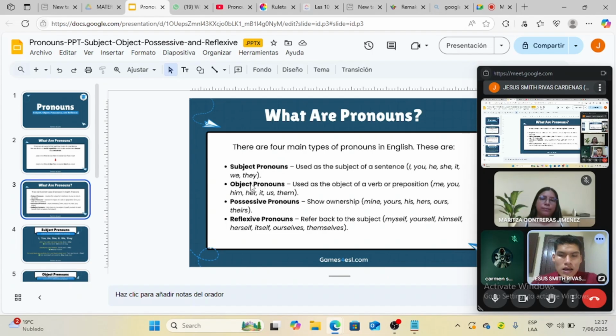Okay, let's continue. Object pronouns. These are used as the objects of a verb or preposition. For example, these are me, you, him, her, it, us, and them. These come after the verb.